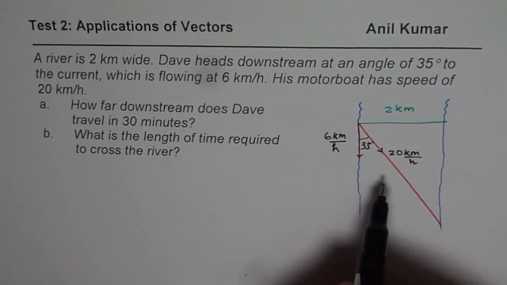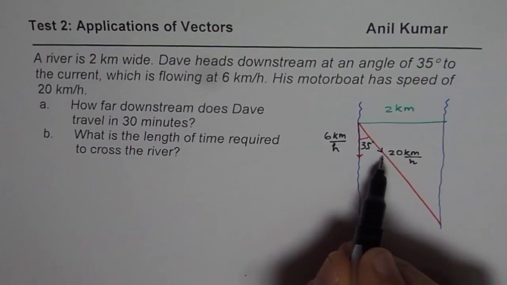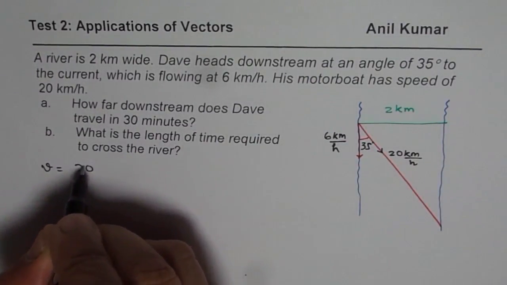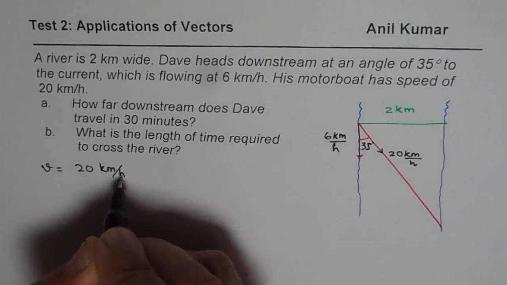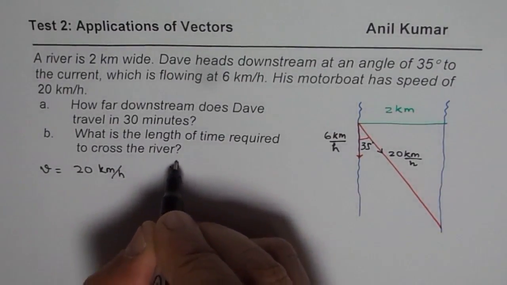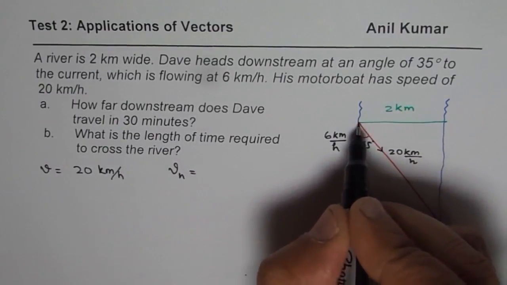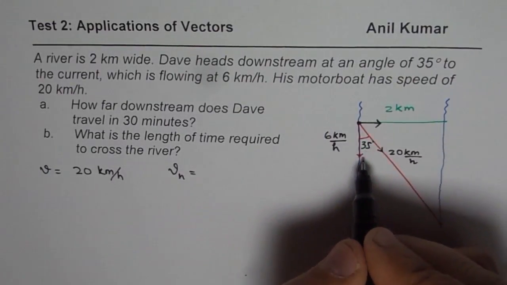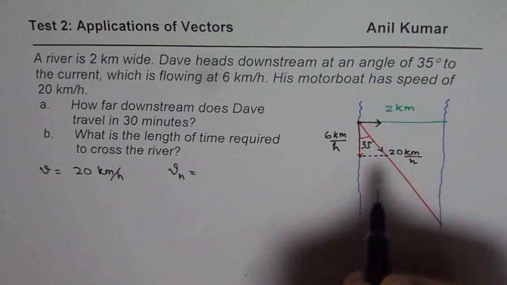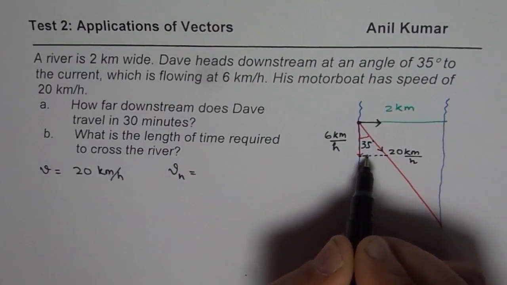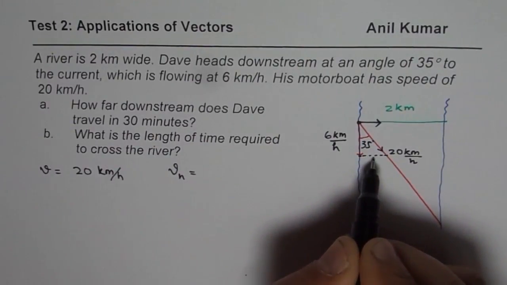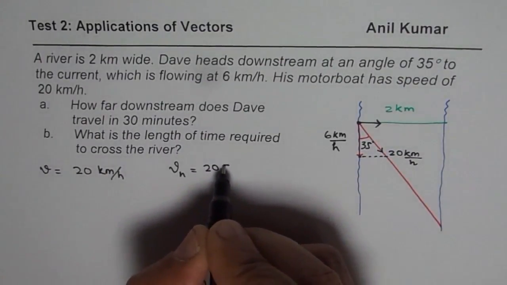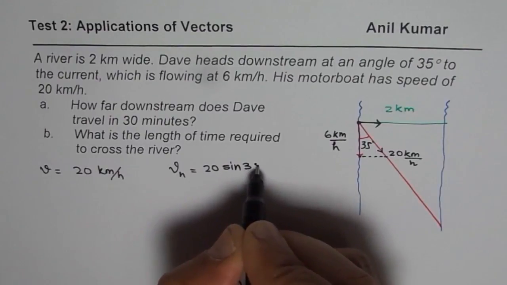So what we have here is speed this time. So we can say velocity is given to us as 20 kilometers per hour. Now its horizontal component will be what? Think like this. This is your horizontal component. Now, if you make a triangle here, that becomes your horizontal component, which is opposite of 35 degrees. So it's sine of that, right? So it is 20 sine of 35 degrees. You get the point, right?